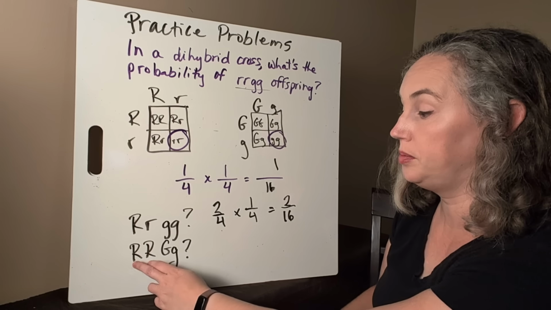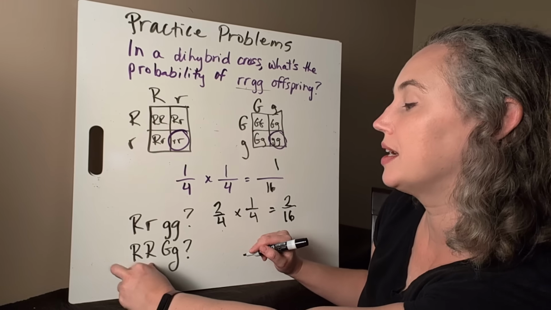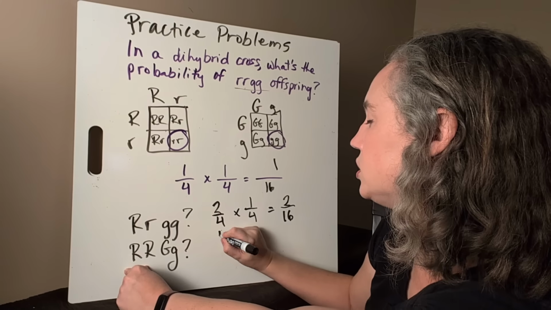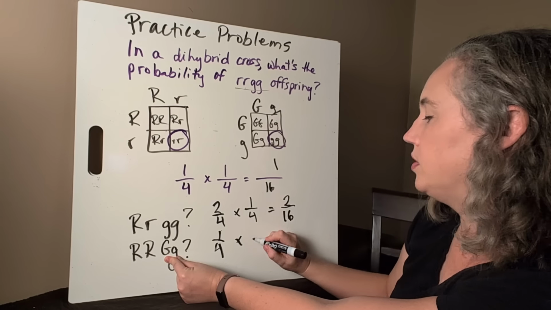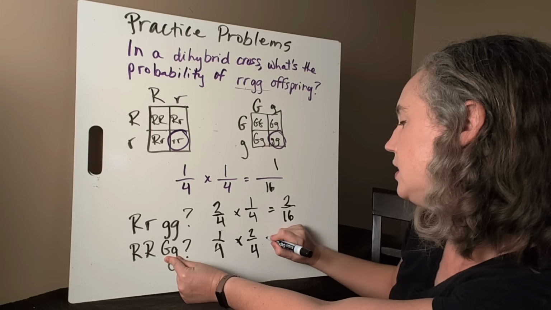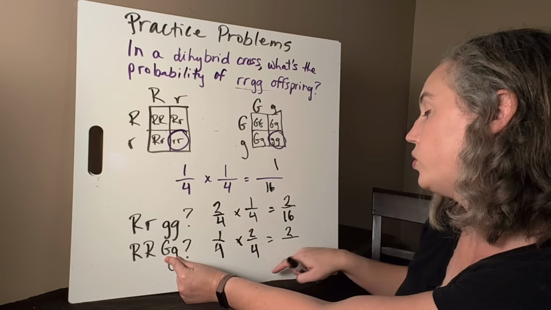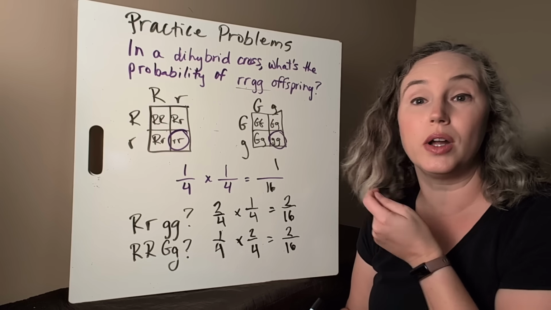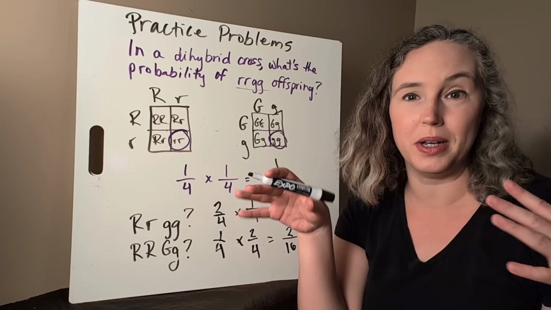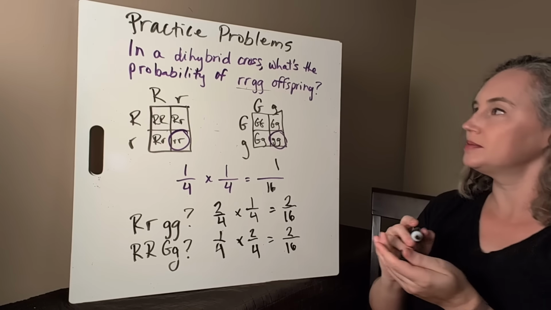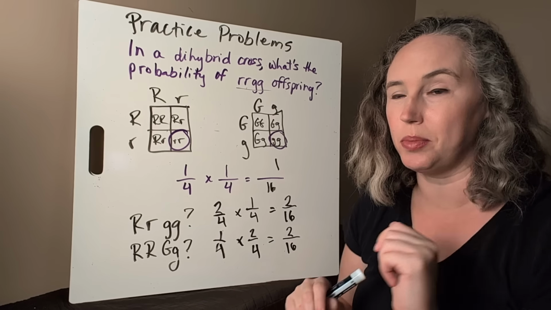All right, what about big R, big R, big G, little g? So homozygous dominant for the first, we have a 1 in 4 chance here. And then heterozygous for G, we have a 2 out of 4 chance in that. And again, multiply across the top. 1 times 2 is 2, and 4 times 4 is 16. So you have a 2 out of 16 chance of having this genotype. You could do that for any combination of genotypes, which is pretty exciting and saves a lot of time, which is limited on the AP exam.